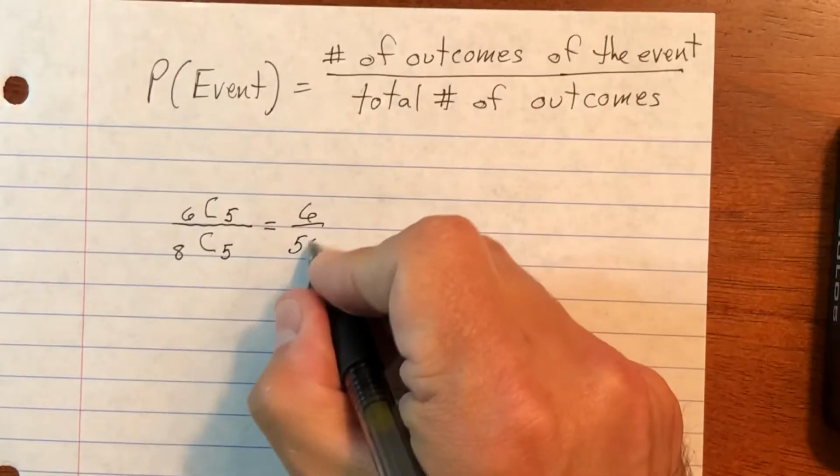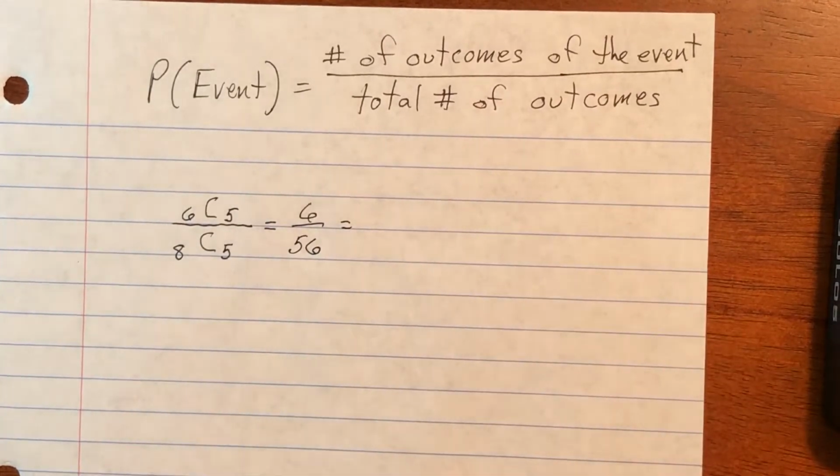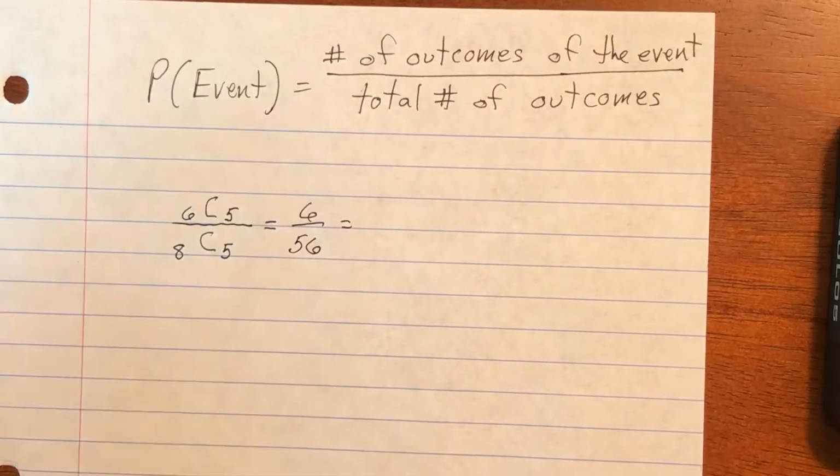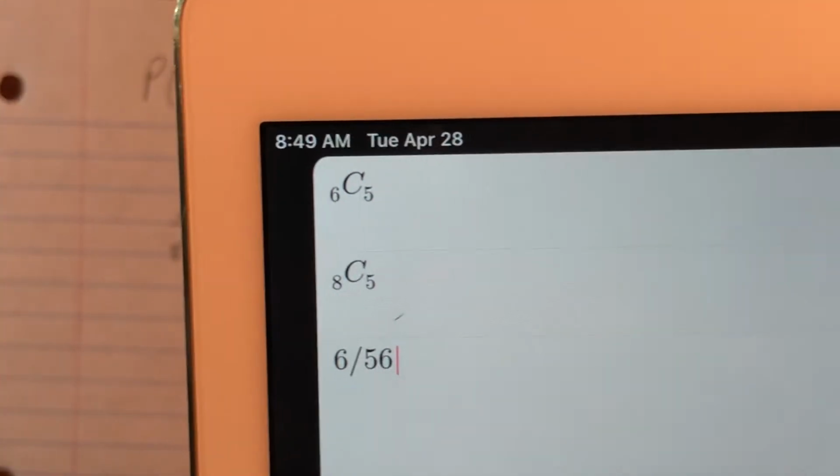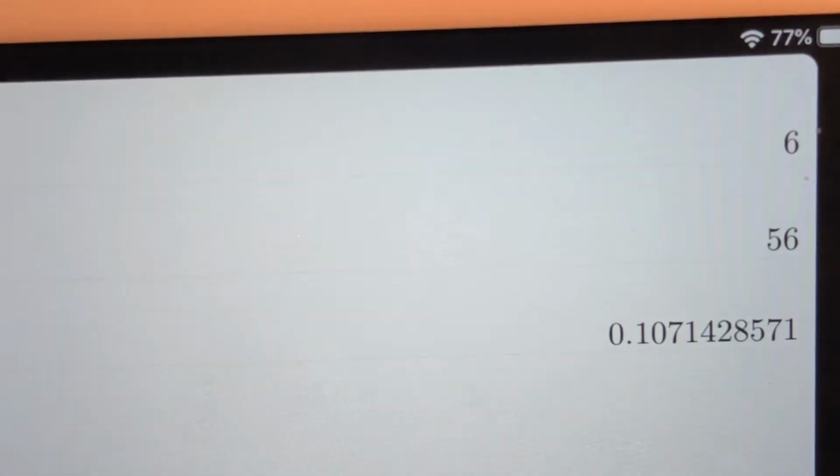And that gives me 56. So 6 divided by 56. And on this section, they want you to round to the nearest 4 decimal places. So I have to take 6 divided by 56. And I get 0.1071.